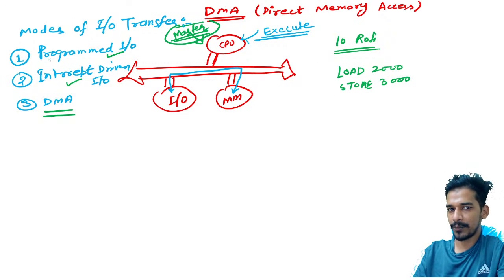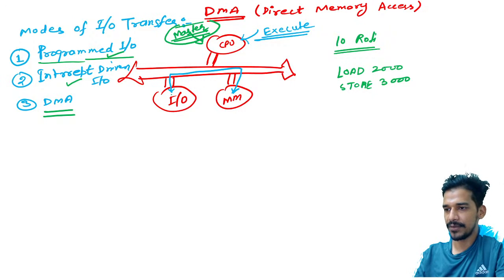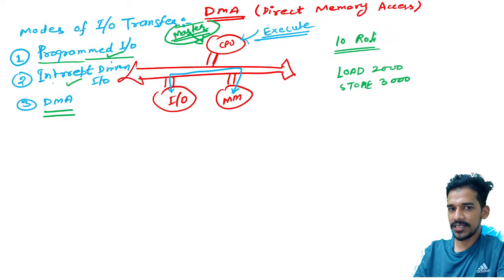That means in the program driven IO, CPU will execute a program to transfer the data from input output devices to main memory, or main memory to input output devices. That means when you are transferring the data from IO to memory, CPU is involved. CPU is not able to do anything else. CPU will not be able to execute any instruction, because CPU is involved in transferring the data from IO to memory, memory to IO.